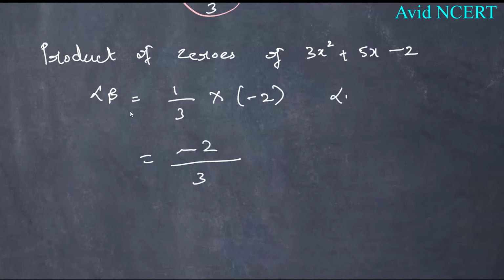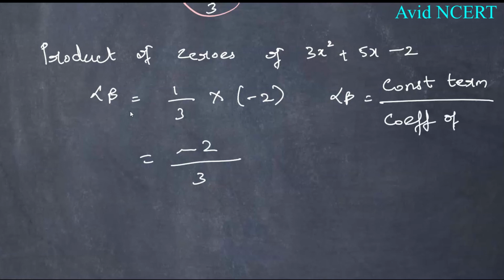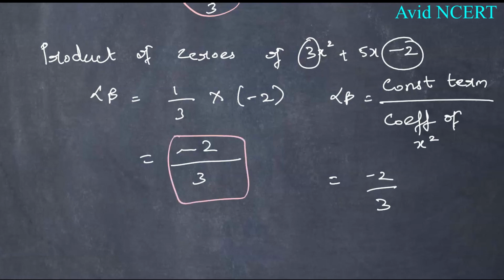Now the formula for this is alpha beta equals constant term divided by coefficient of x square. The constant term here is minus 2 and the coefficient of x square is 3. So minus 2 by 3. From this we know that both results are equal.